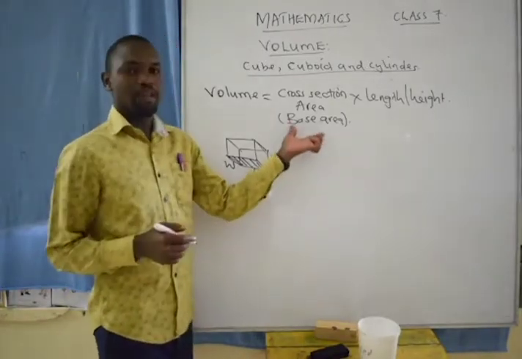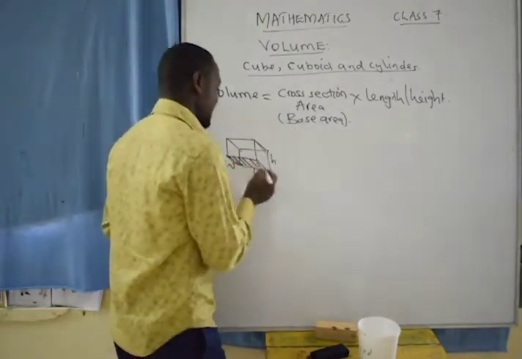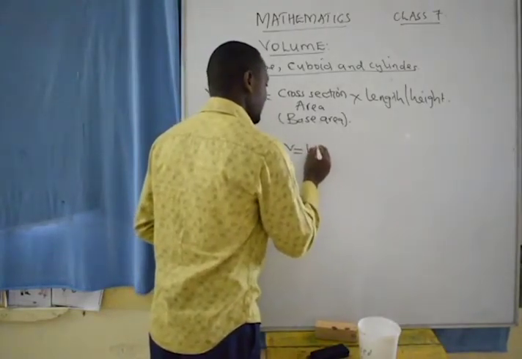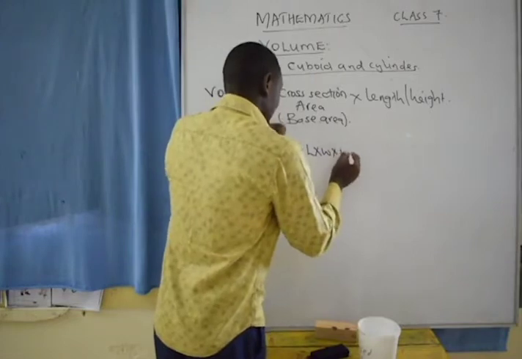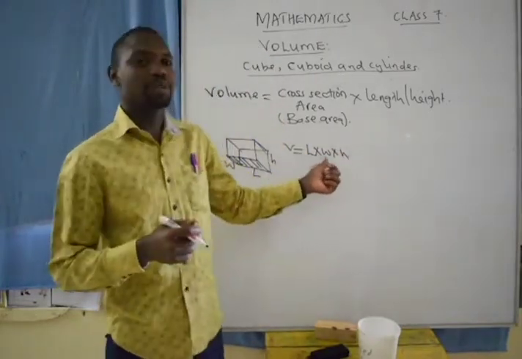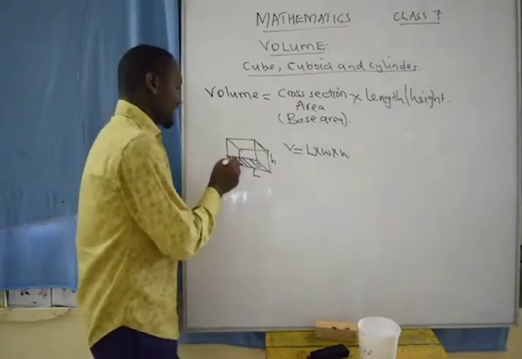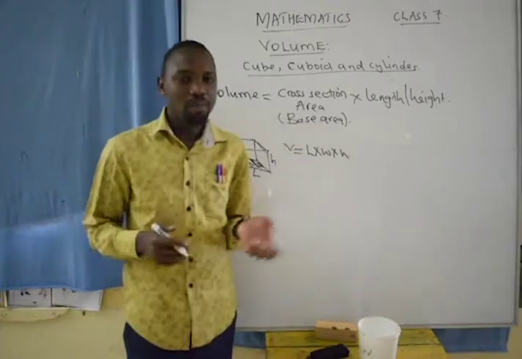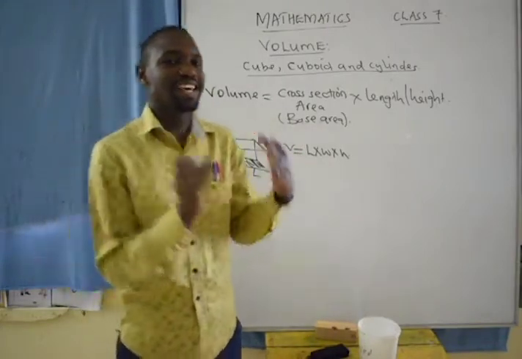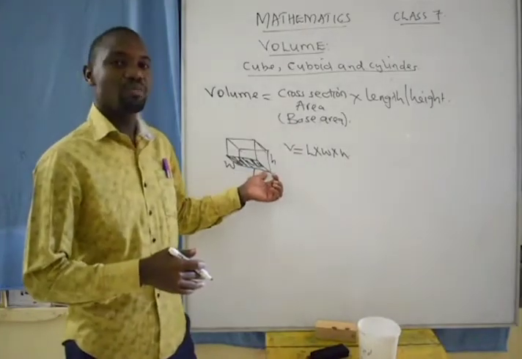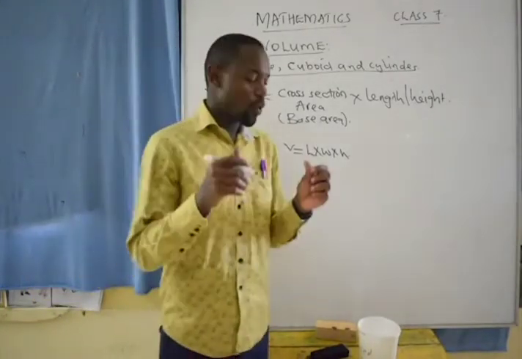So we get the area of the base, that is length times width. So volume is the length times the width times the height, whereby length times width is the area of the cross-section or the base area. Base area in a cube, we say this side times side.